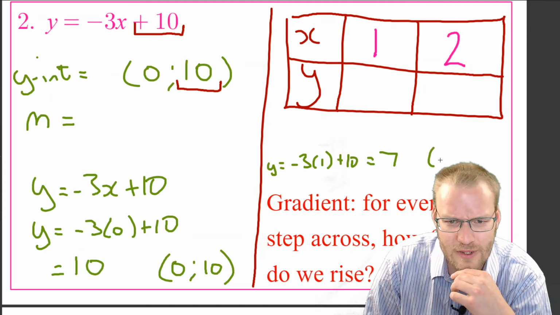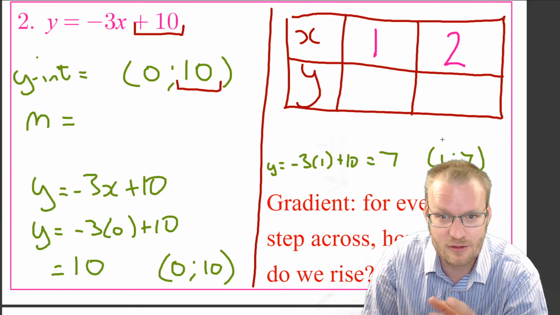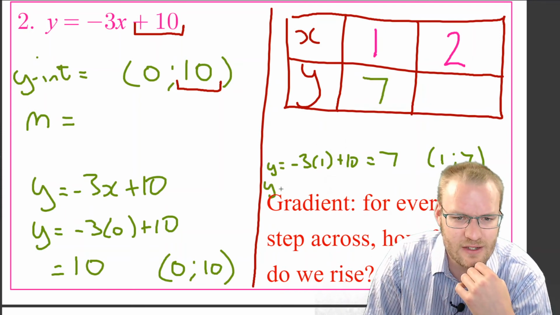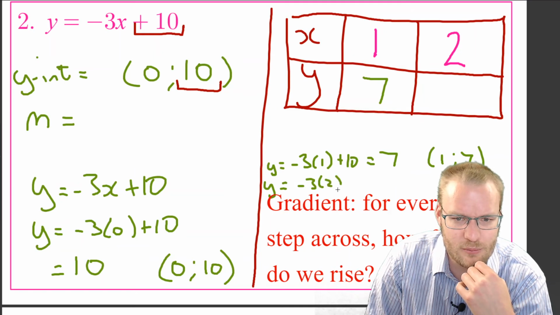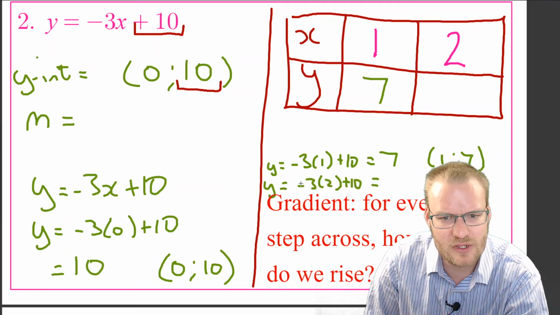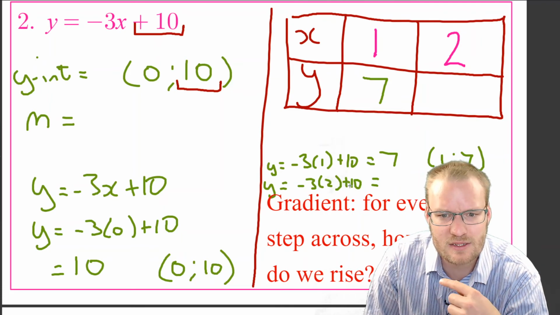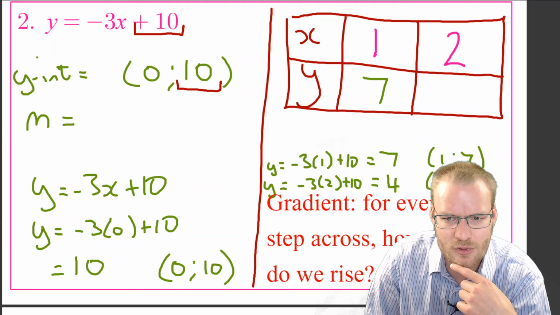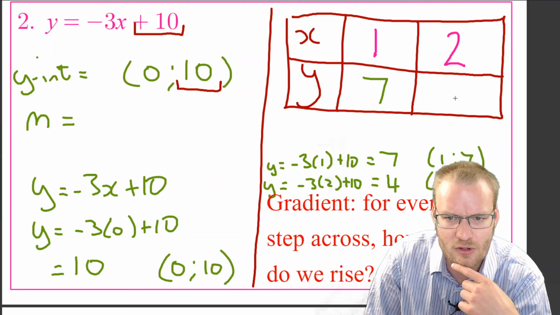Okay, so when we input 1, our output is 7. Keeping on reinforcing: input, output. So when we input 1, we output 7. Second input, if we input 2, what's our output going to be? Minus 3 times 2 is minus 6, plus 10 gives you 4. So when we input 2, our output's 4.